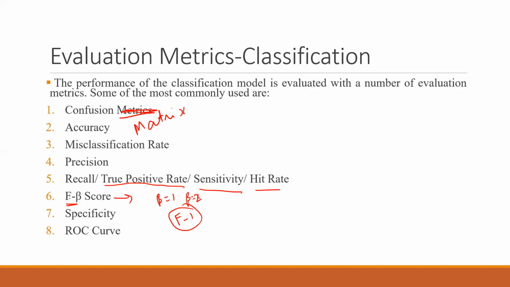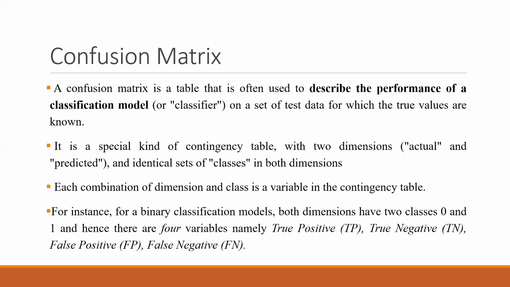So F1 score is part of this F beta score family. Then there is specificity, ROC curve. So we will go through all these kinds of evaluation metrics, and we will understand how these things help us. So first, confusion matrix.